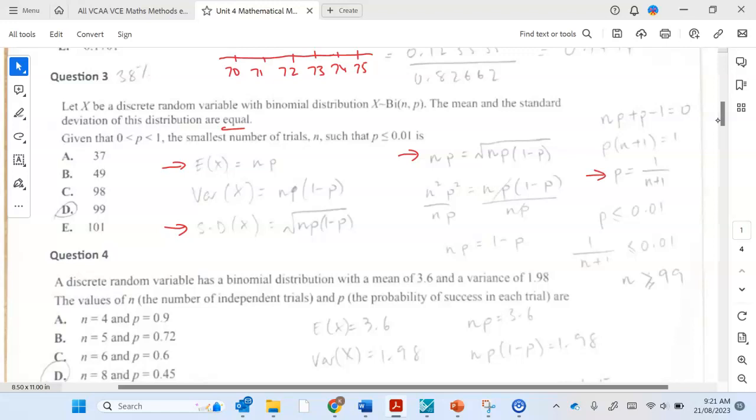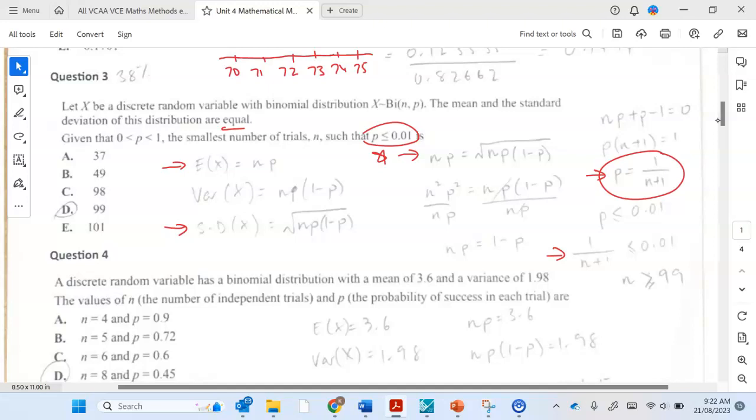All right, so here. And you could do that on your calculator quite easily. So from this point here, I could have just gone solve, comma for P, and you would get this here instead of doing it all by hand. Now in the question, P is less than or equal to 0.01. All right, so that means, because P is equal to 1 over N plus 1, then I can just solve for N. And again, you can do that on your calculator. So N is greater than or equal to 99.